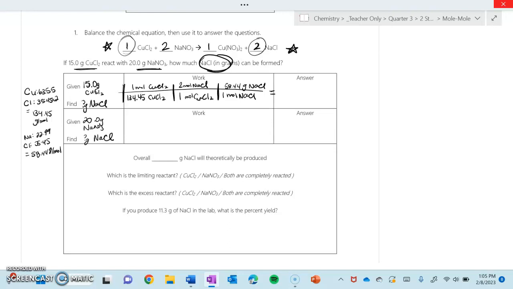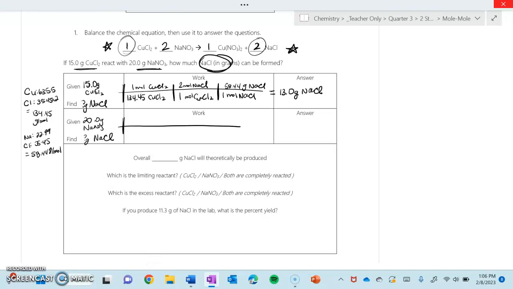Plug and chug it into your calculator, and rounding we get 13.0 grams of salt. We'll round it to 3 significant figures because that's what we have in the given. So there's our first problem, and what that information is telling us is that we can produce 13 grams of salt from 15 grams of our first reactant, copper 2 chloride, as long as we have enough of the other reactant. So we're going to go ahead and check that one too and see, do we have more or less that will be produced of NaNO3?